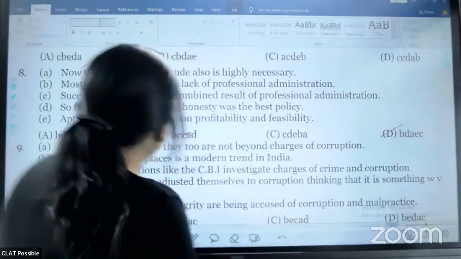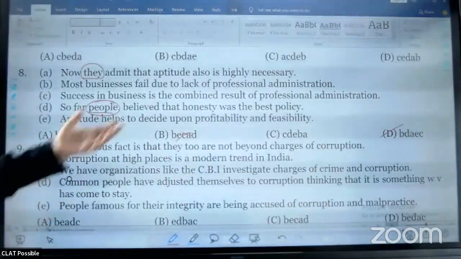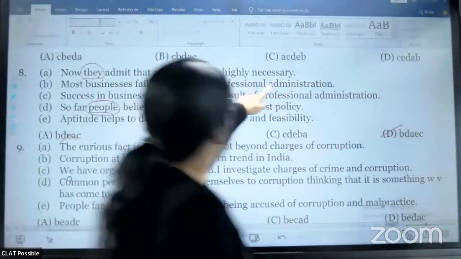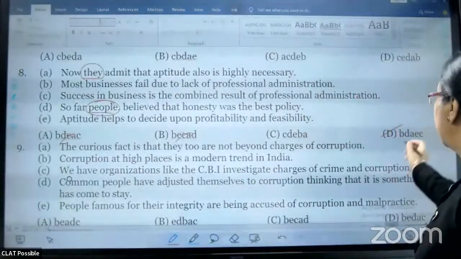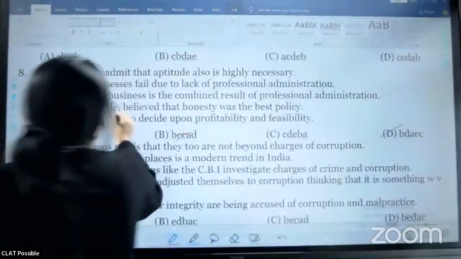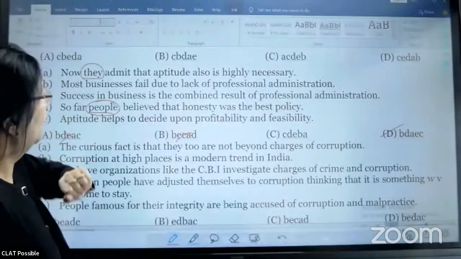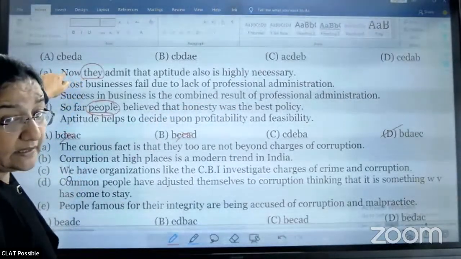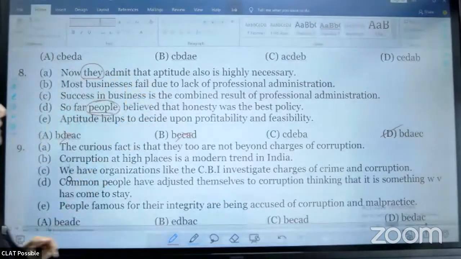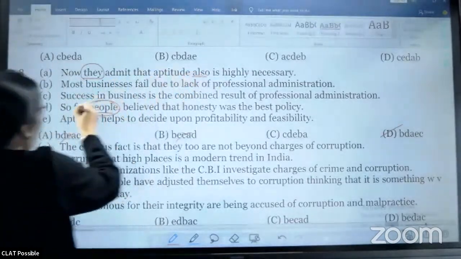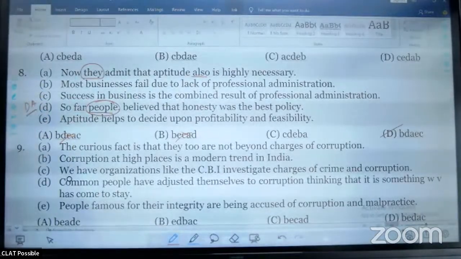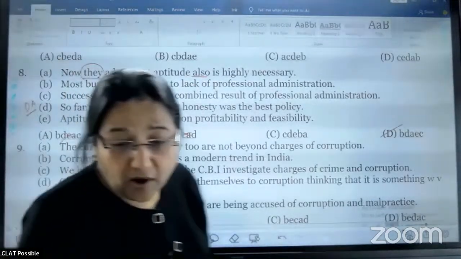And another thing, now let's form another pair in this. Up to now the answer has been disclosed to you. Can we just go and see how it starts? It starts with: most businesses fail due to lack of professional administration. And then it goes D. So far, people believed that honesty was the best policy. Now they admit that also adding on thought extender. DA was a thought extender, noun, pronoun, and extender. Chronology so far and now.